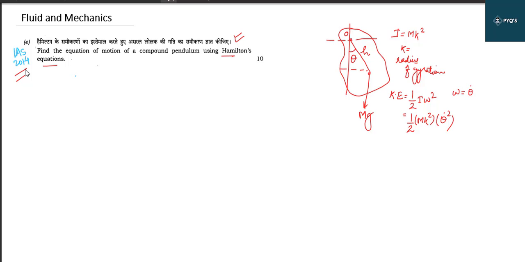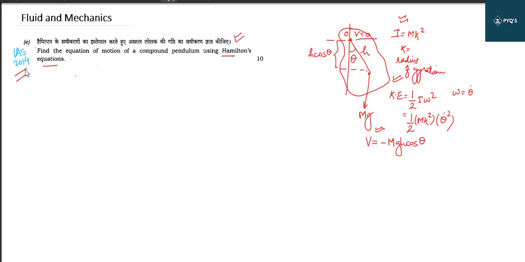Okay. Then potential energy V. You can see, suppose V equals 0 here, then it is going downward. This distance is h cos theta. So V will be minus m g h cos theta. So moment of inertia is this, kinetic energy is this, and potential energy is this.